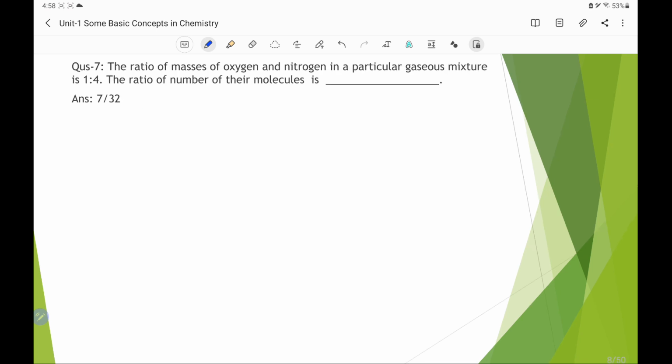Next question is, the ratio of the masses of oxygen and nitrogen in a particular gaseous mixture is 1 by 4. Because this is a gaseous mixture, oxygen will be in the form of O2 and nitrogen will be in the form of N2. Therefore, the mass of O2 divided by the mass of N2 is in the ratio of 1 by 4.